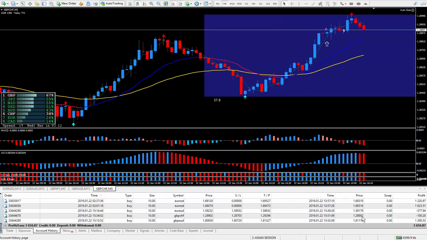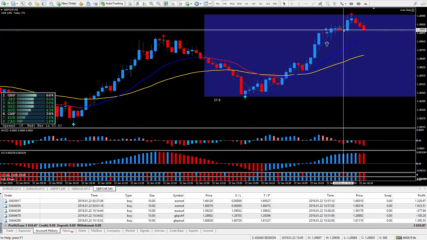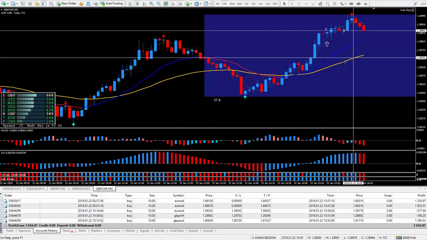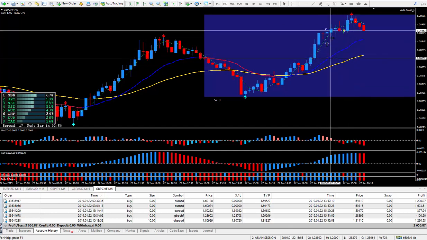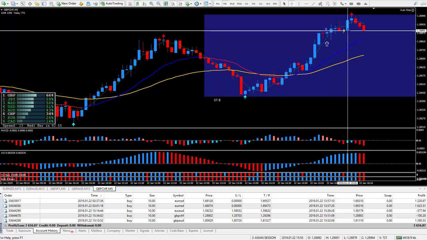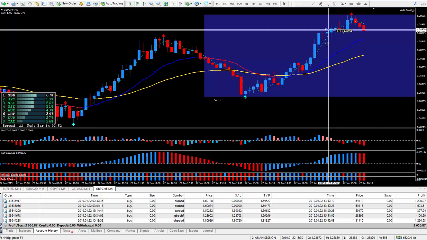Where is it? Pound Swiss was a very small loss. On this red candle, I actually closed the trade. I thought it was going to hook around and come back down to the blue or the gold, which would have hit my stop. But again, the market's random. I ended up with like 1 pip maximum. And right in here, it went up 10 pips now.